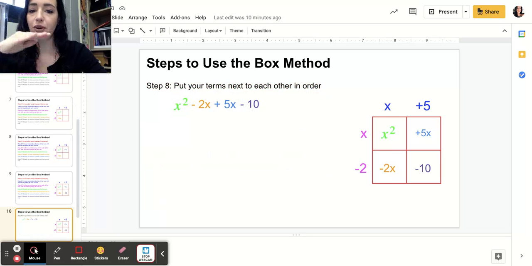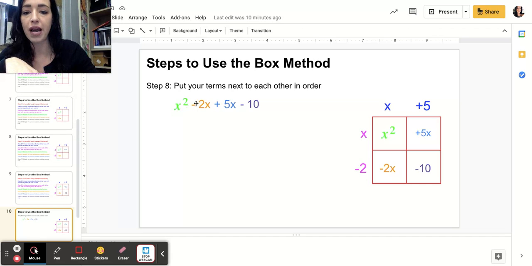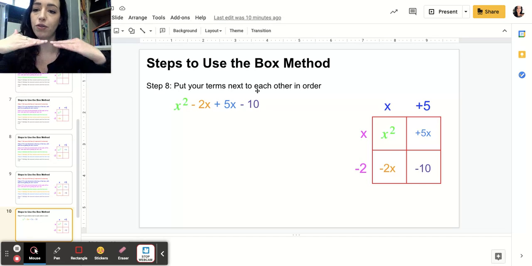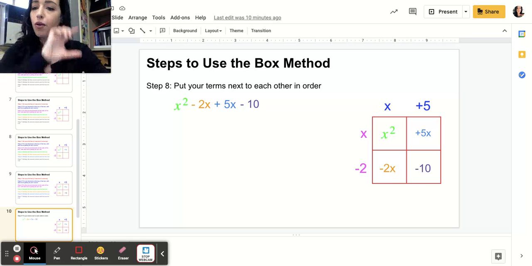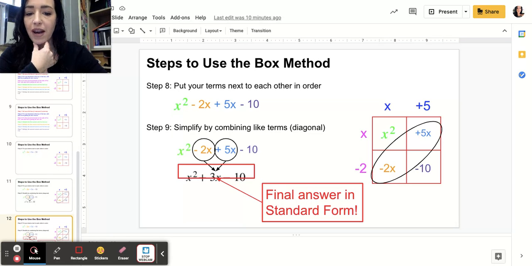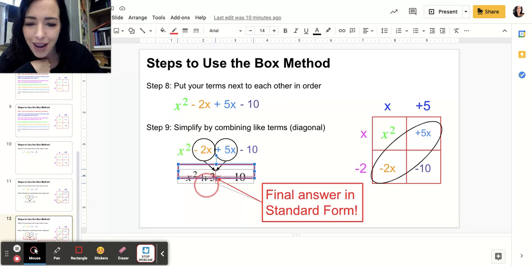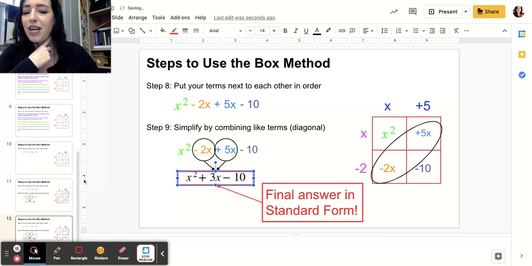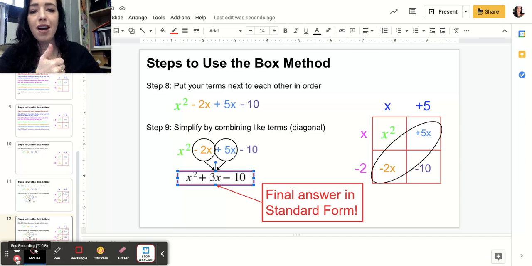Last but not least, we're going to put our terms next to each other in a line, and we're not going to forget our signs. Remember this negative 2x or subtract 2x, positive 5x or plus 5x, negative 10 or subtract 10. We've got to make sure all of those are there. So we're going to put them horizontally in order, and then we're going to simplify those two middle terms, which were on the diagonal, because they are like terms. And then this is our final answer in standard form. Okay? I hope this was helpful. Good luck. See you later.